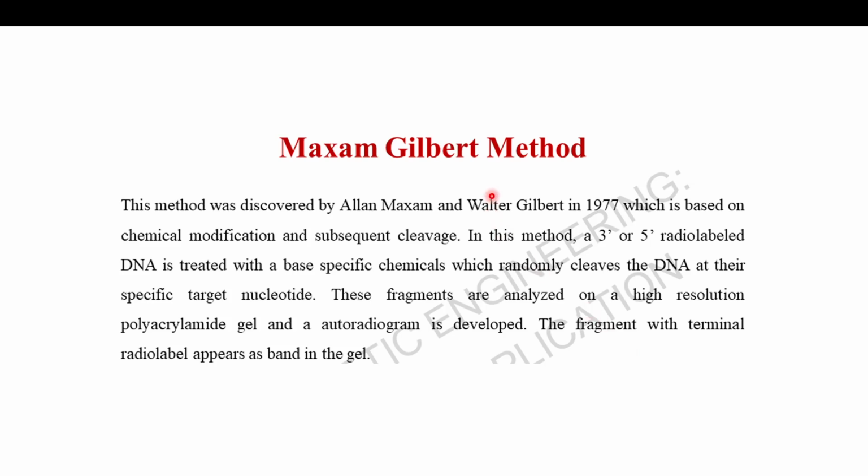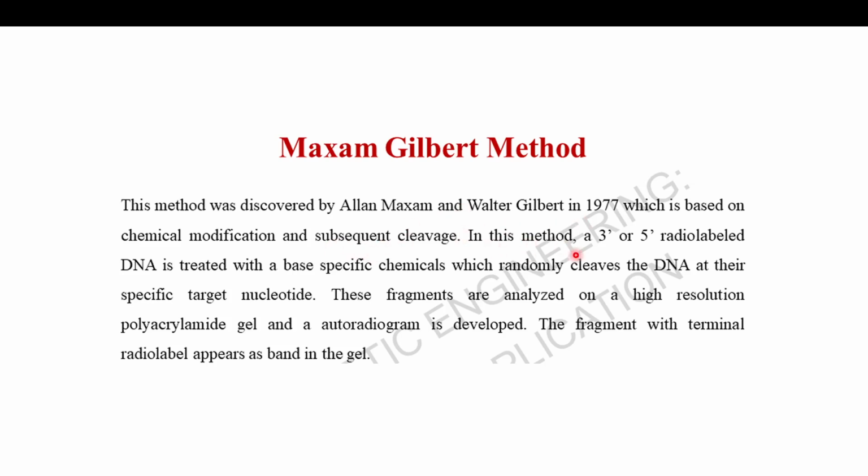Now there's the Maxam-Gilbert method also, where you actually modify the bases, each kind of base. Like there we were introducing all the four bases having missing 3' hydroxyl groups. In this case, certain chemical modifications are introduced into the bases, and then the modified bases are taken care of using specific chemicals. Those are actually cleaved off.